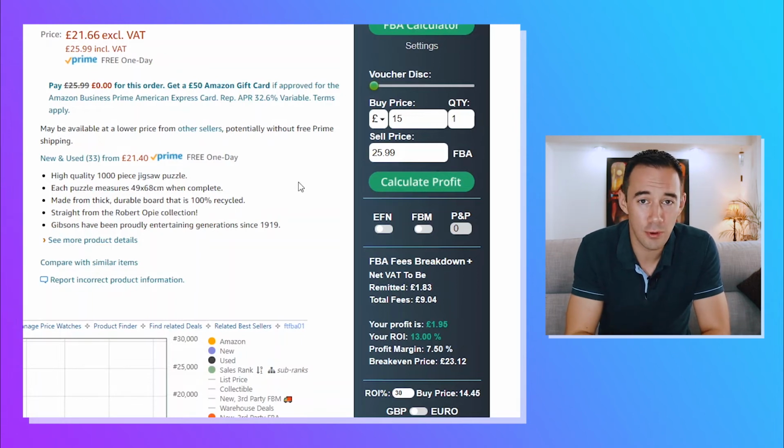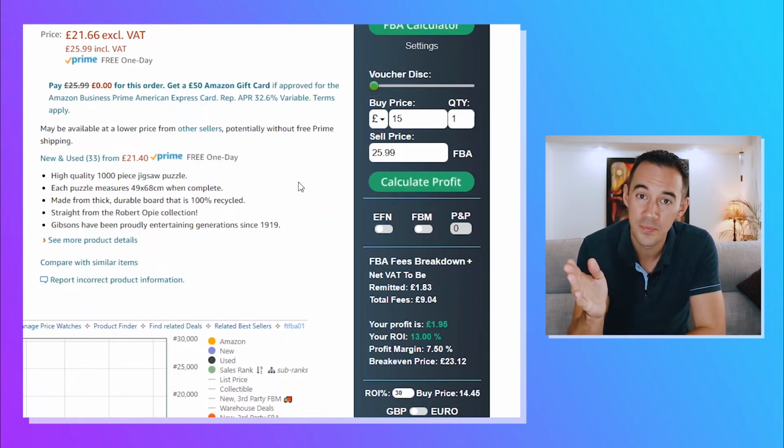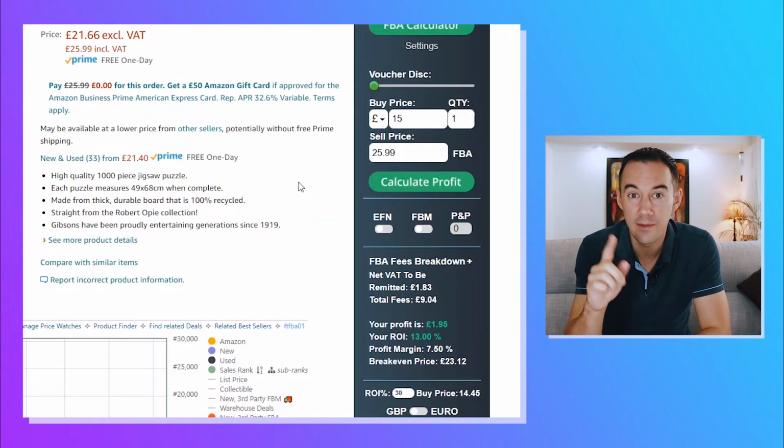Okay, so do remember this product's got really high selling volume. So what I'm not going to say is I'm going to discredit it right now. What I want to do is sense check that sell price over time based on the Keepa chart. So let's move over to the Keepa chart now and sense check that £25.99.